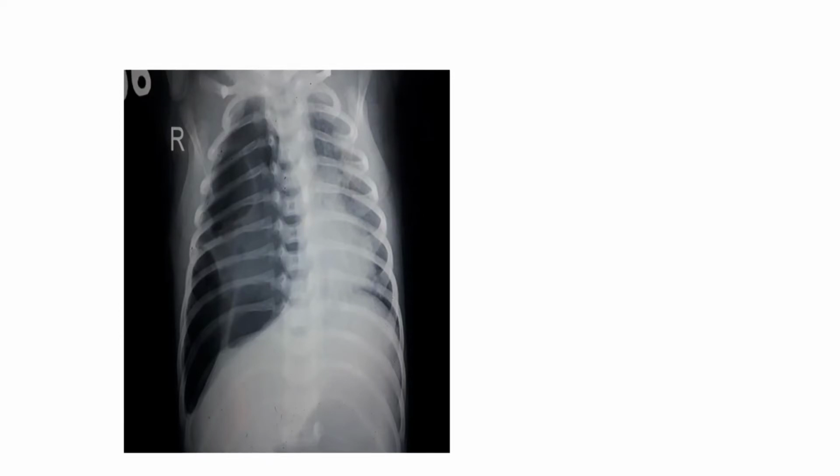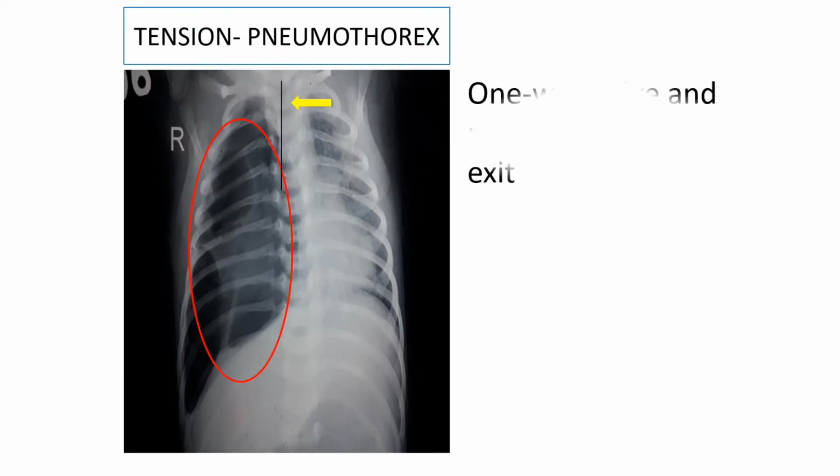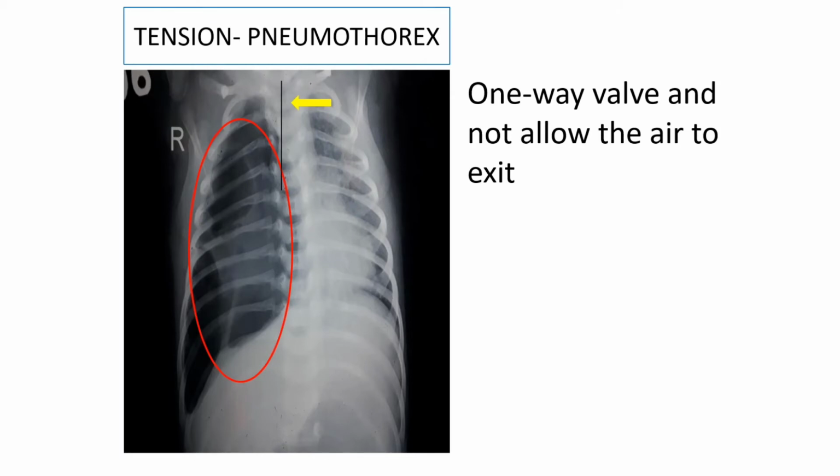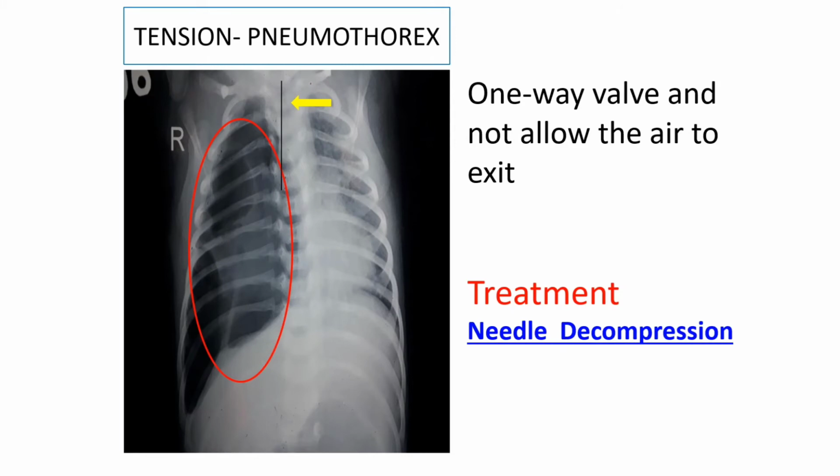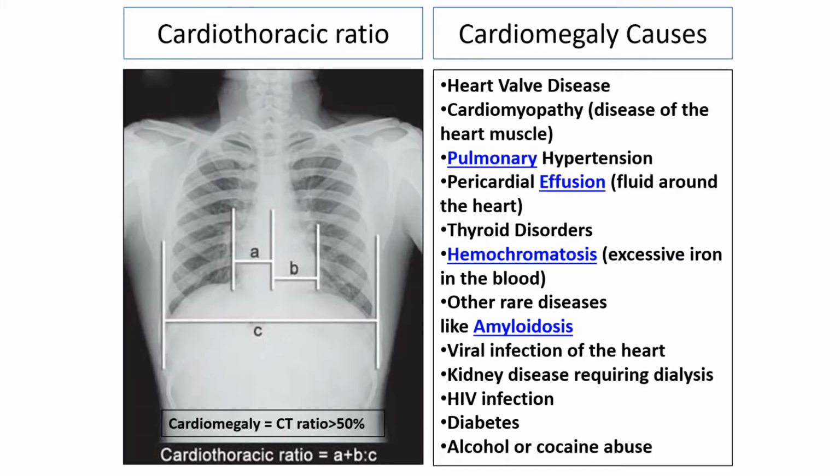So guys, what is in this picture? You can see here multiple air shadows and multiple cavity lesions along with the pneumothorax. This is due to tension pneumothorax. This acts as a one-way valve and does not allow air to exit. And what is the treatment for tension pneumothorax? There is needle decompression. Now guys, this is a very important picture for the cardiothoracic ratio.